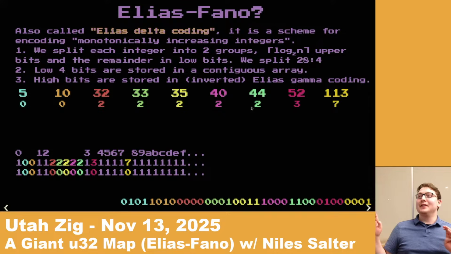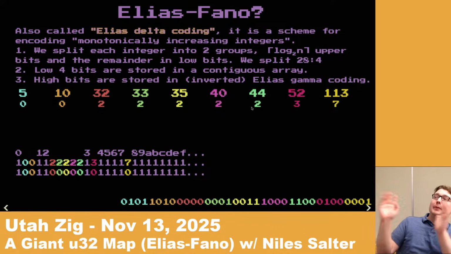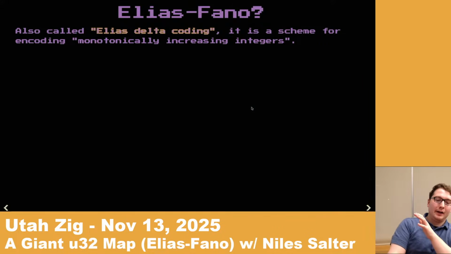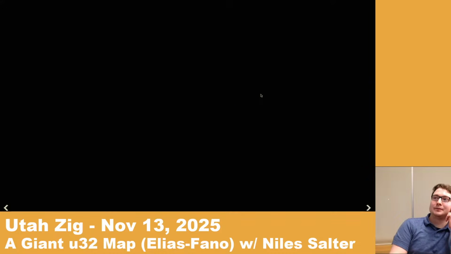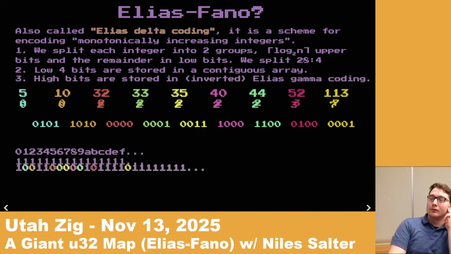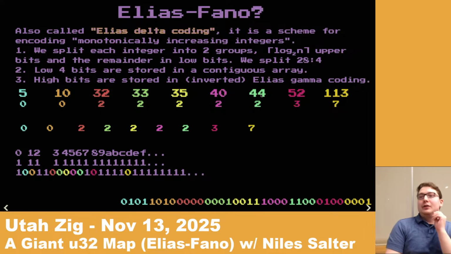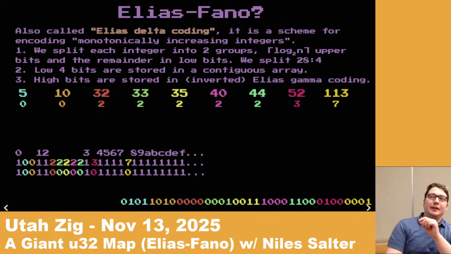I could end the presentation, but this gets you the number that I showed before in the previous slide. This gets you 133.6 megabytes. Okay, so that's actually where this comes from. Okay, so how is that useful though? So this is useful because we can actually query this without decompressing the data structure.